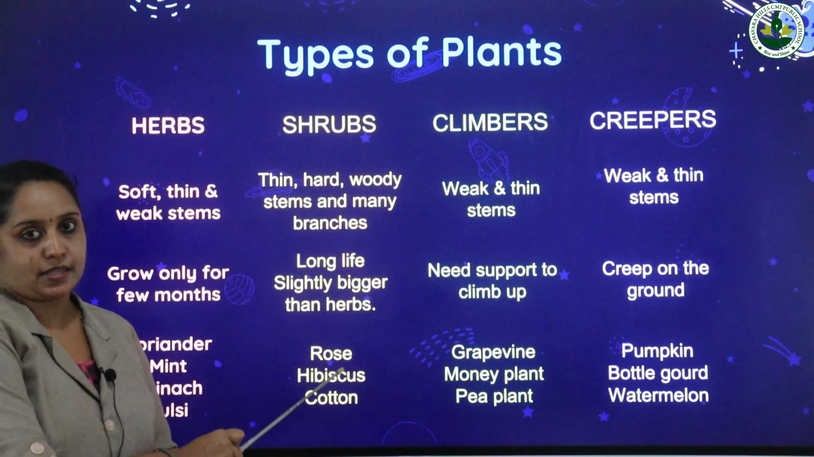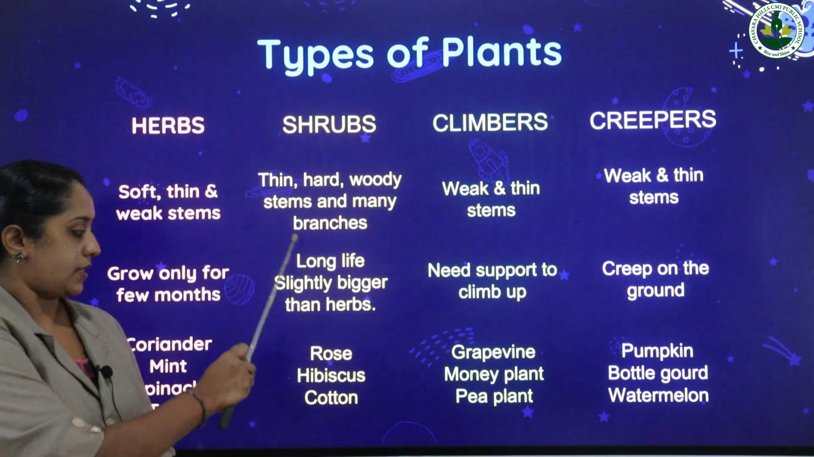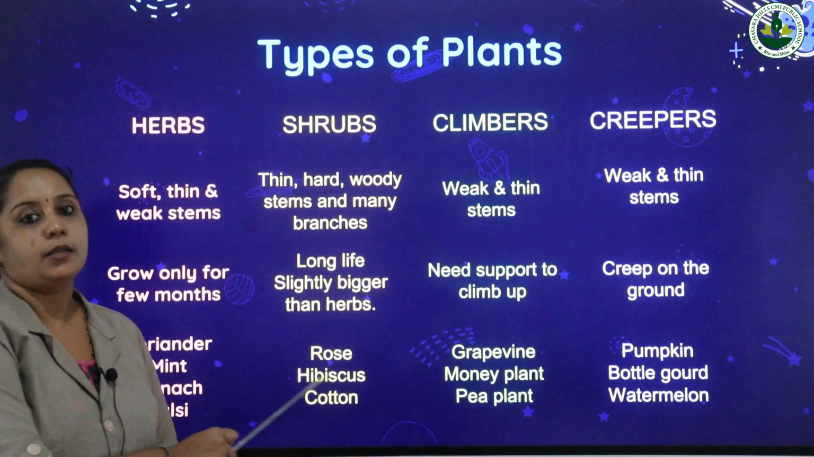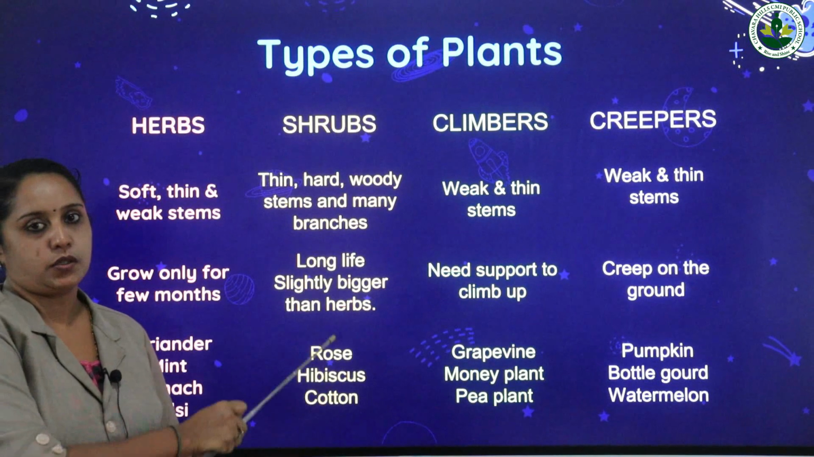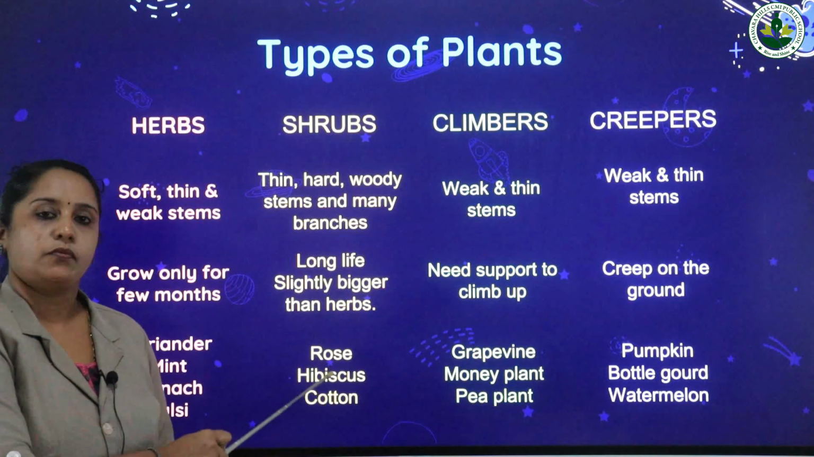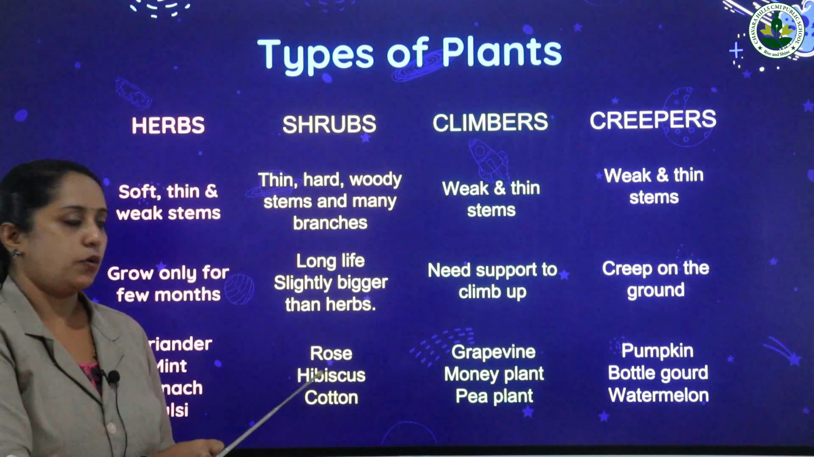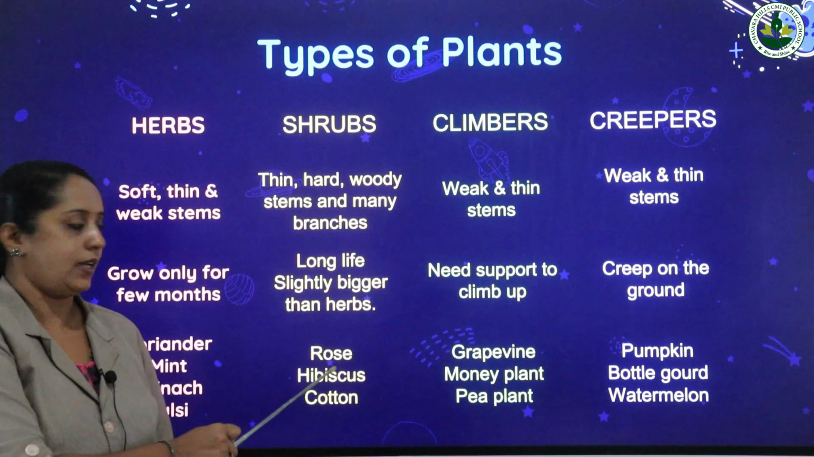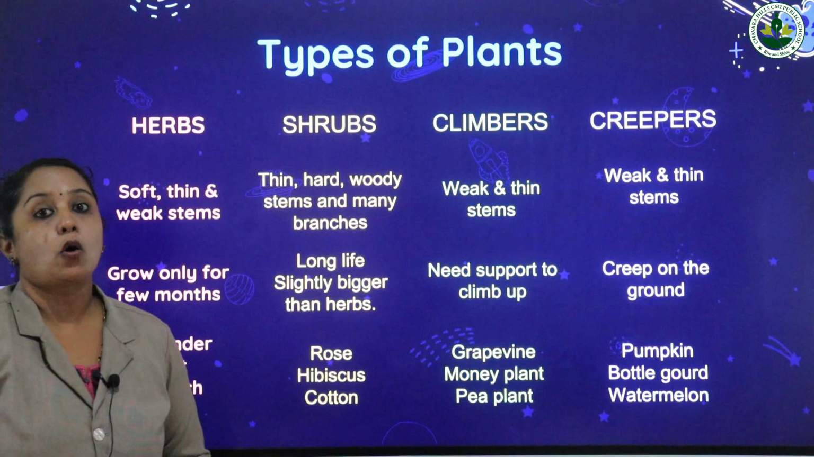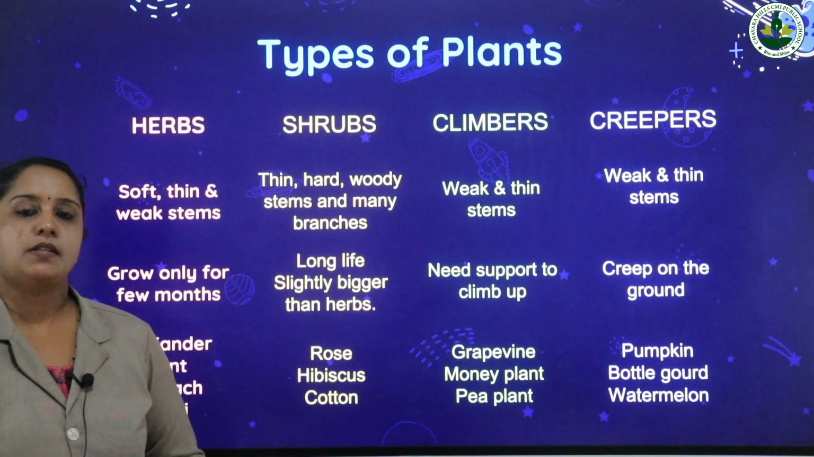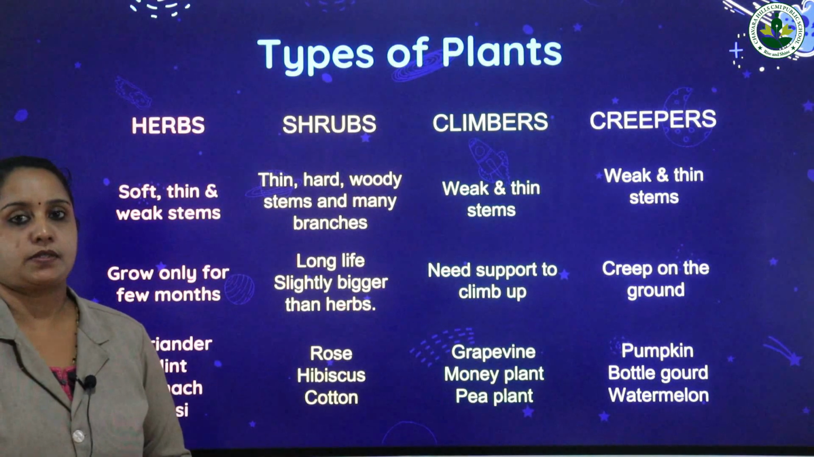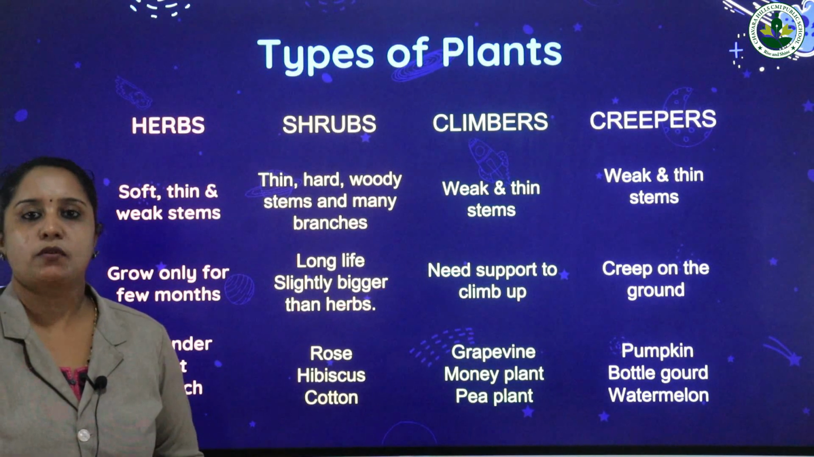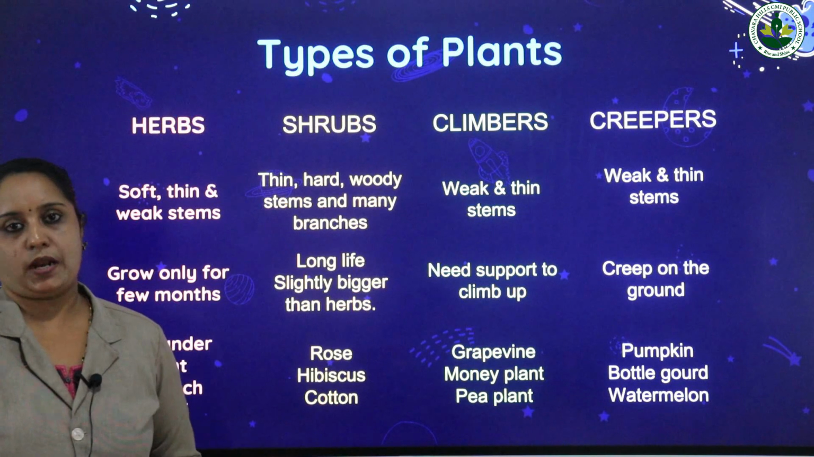Now how is their stem? First let us discuss the example, then you can notice it. The examples for shrubs are rose plant, then hibiscus, cotton. So these three plants are a few examples for shrubs. If these plants are there in your garden, these two might be there, rose and hibiscus. They are known as ornamental plants. Ornamental means they are used for decorative purposes. When we see rose plant, we feel happy, isn't it? Our garden looks very beautiful when we have different color rose plants.